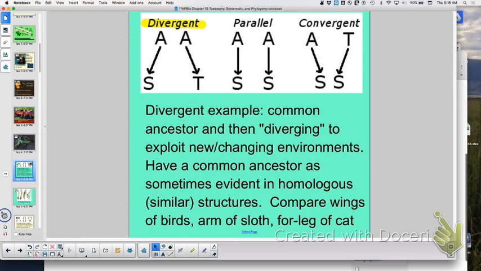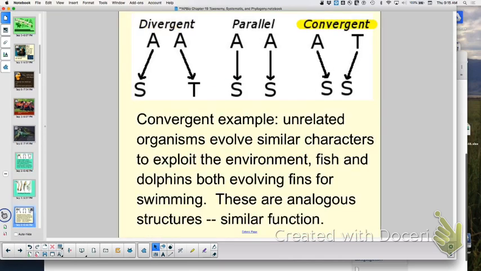Okay, now let's look at a different one, and this time it's youngest biobuddy. Talk about convergent evolution. Go ahead. So you do not have a common ancestor in this one, but you end up with a similar structure. So let's say you have wings. You could be a bee that has wings or a bird that has wings. You're just exploiting your environment in the same way. Or a dolphin with a fin and a salmon with a fin. You just are exploiting your environment the same way.